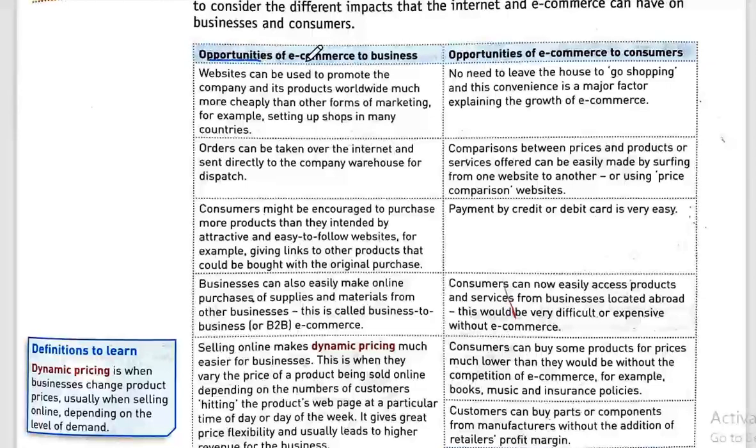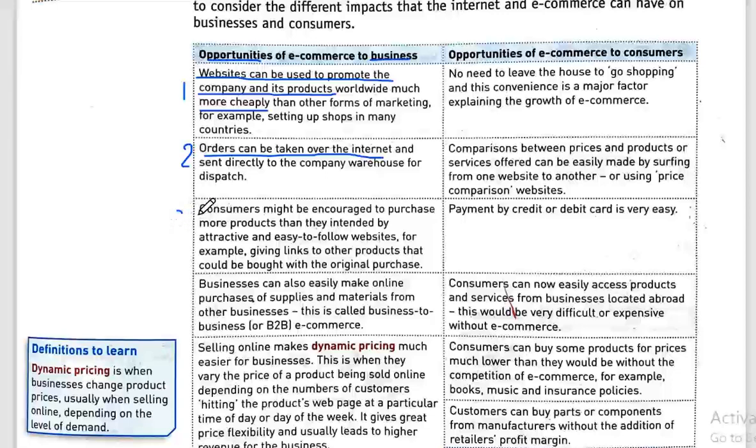So opportunities of e-commerce, of buying and selling online, to the business. Number one, a website can be used to promote the company and its products worldwide. So using e-commerce, I can promote the business and the products, and it's going to be cheaper than other forms of marketing. Number two, the orders can be taken on the internet and sent directly to the company's warehouse for dispatch. So I can easily send orders to the warehouse over the internet without the actual presence of, let's say, whoever represents the business.